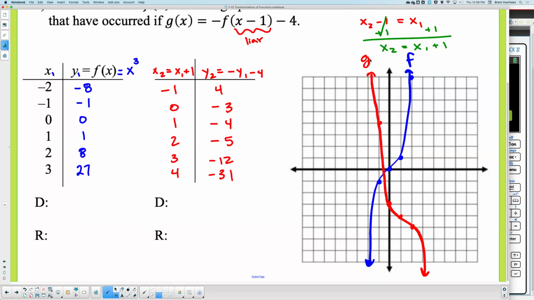So that's a second representation of how you could be tested, quizzed, or see this come up on homework, and that is by graphing. That's how you transform a graph from one to the other. All right, now let's talk about how it changes our domain and range.